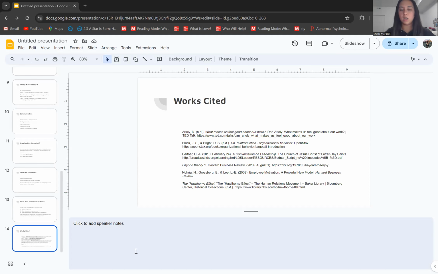And here's my works cited, including our textbook, and then the study that I found for the Hawthorne effect, and theory X, theory Y, and the Elder Bednar talk.